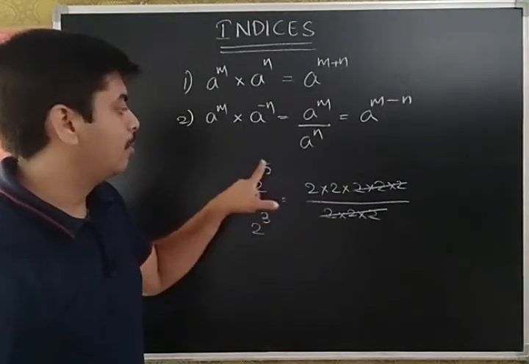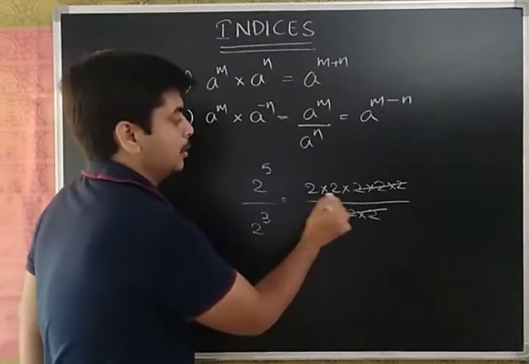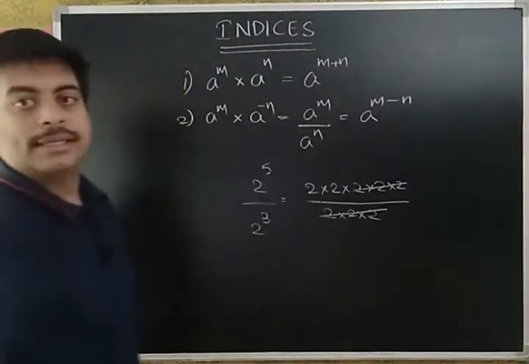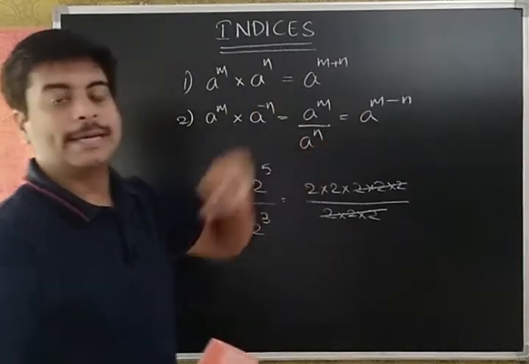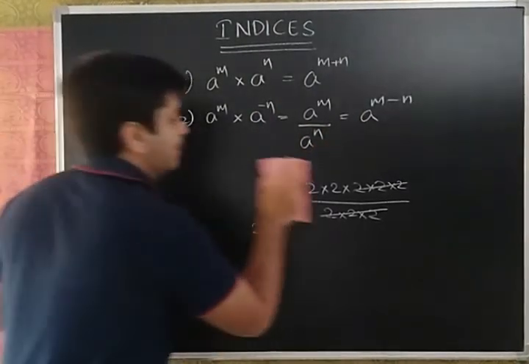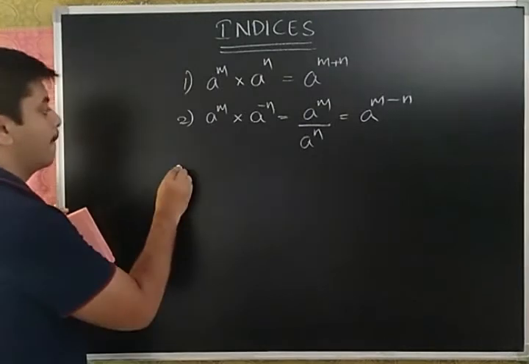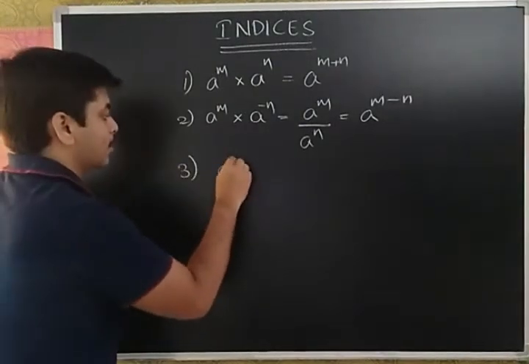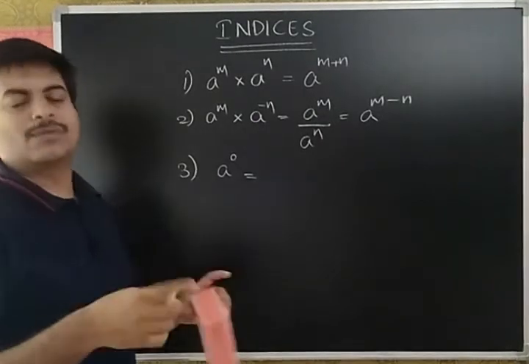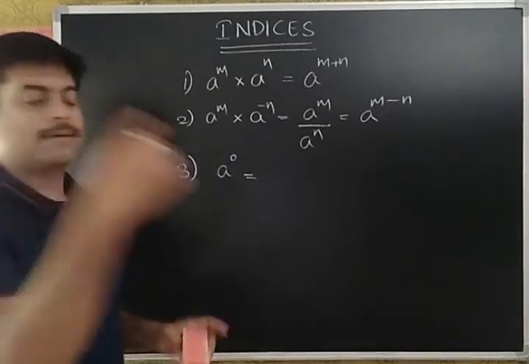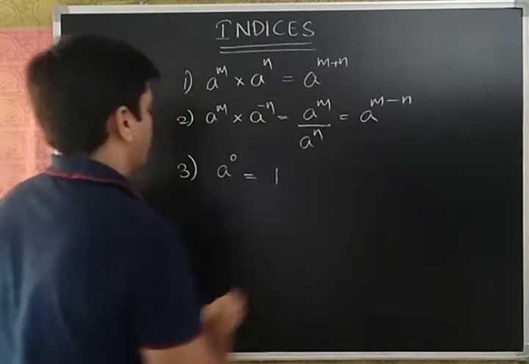5 minus 3, how many? 2. So you are left with 2 times. Yes or no? So a power m divided by a power n will give you a power m minus n. In the same way, what is a power 0? A power 0 is always 1. Anything power 0 is always equal to 1.